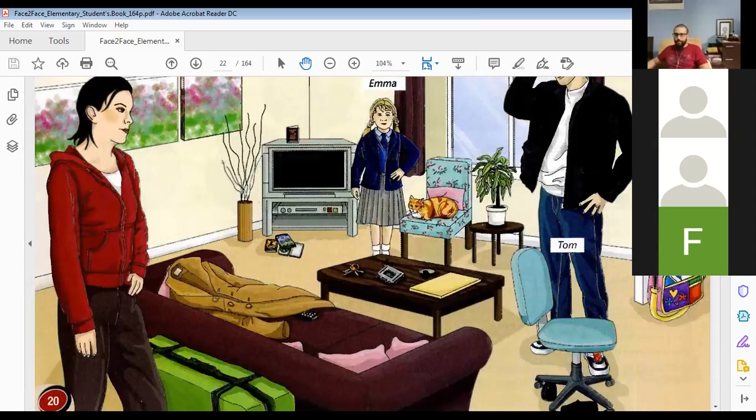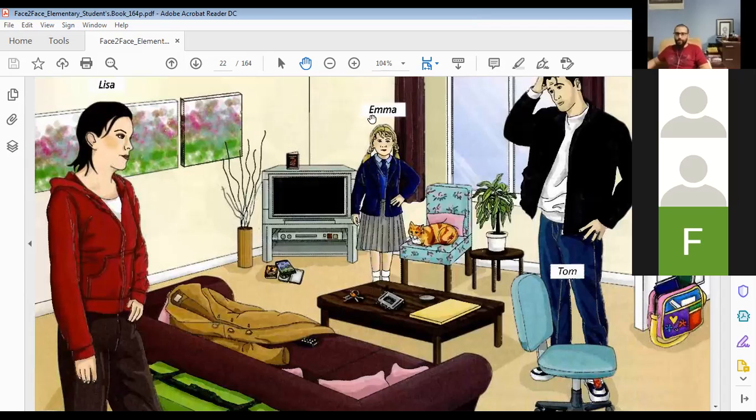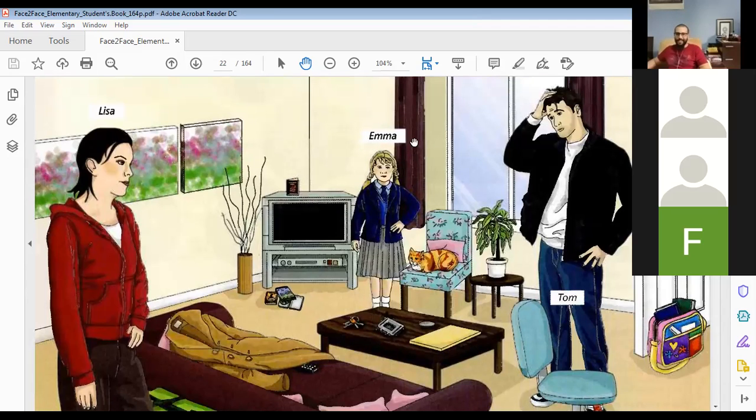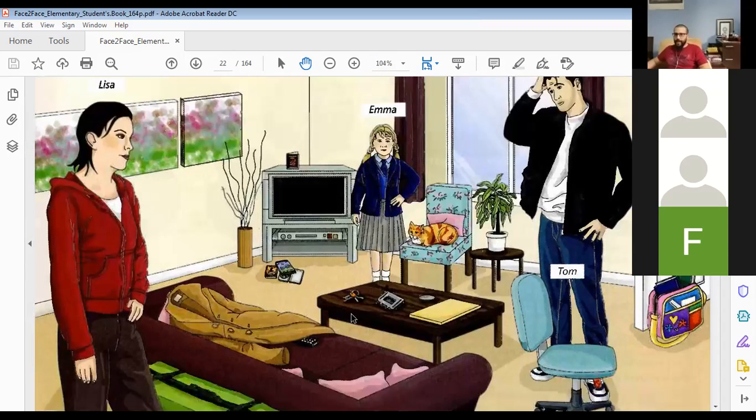Okay. What about Emma? Whose daughter is she? She's Lisa and Tom's daughter. Very nice. Correct. What about the cat? Whose cat is this? Maybe Emma's cat, maybe. What about the school bag? Whose bag is it? Emma's. All right, okay. Very good.